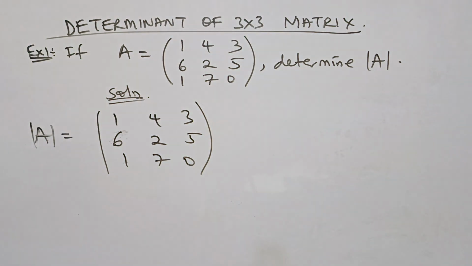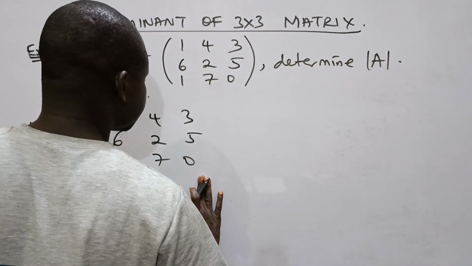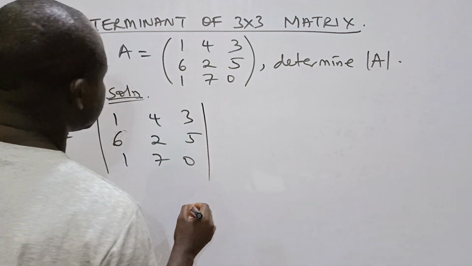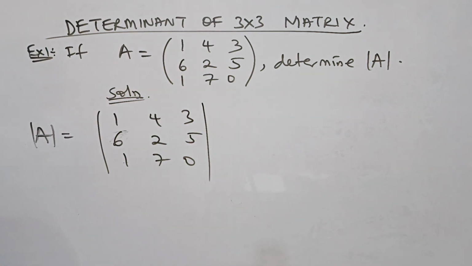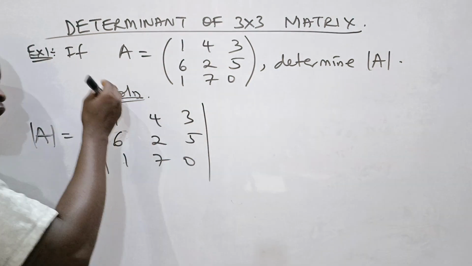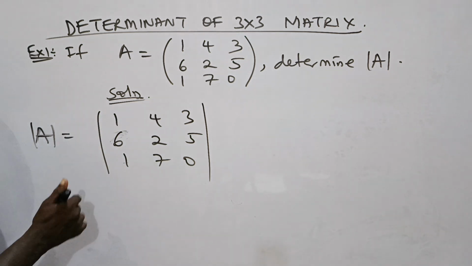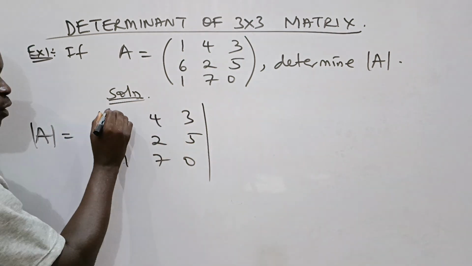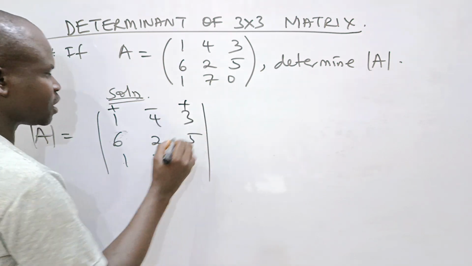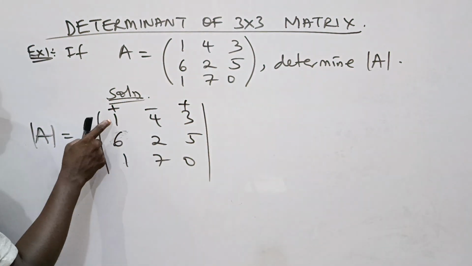In order to find the determinant of a 3 by 3 matrix using the normal method, we consider either the first row or the first column. In this case, I'm going to consider the first row. Then we write these signs on the first row: plus, minus, plus. This is first row, first column.